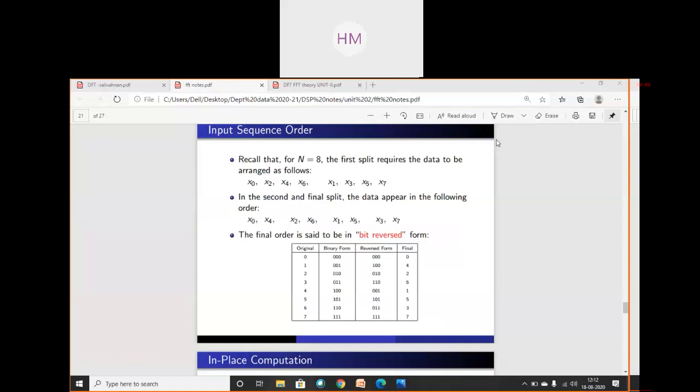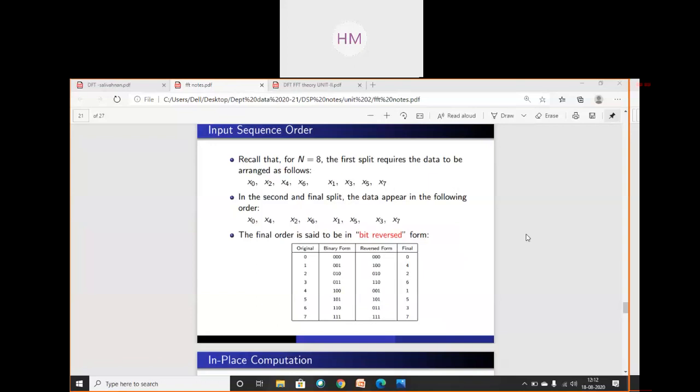We discussed here that FFT works by splitting the components of the input. Either you can split them into even and odd to reduce the computational complexity. All the even terms are merged, all the odd terms are merged.